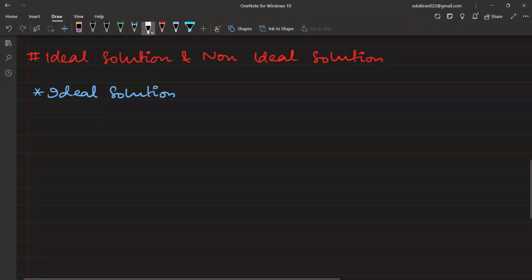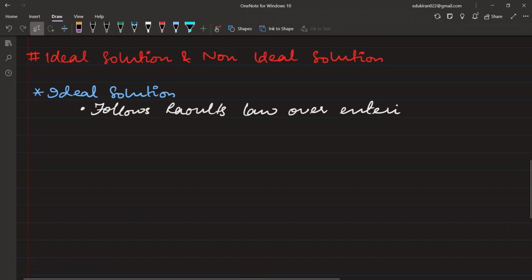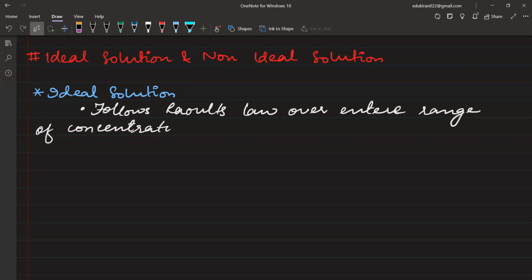Please write. This would follow Raoult's law over entire range of concentration. What is the meaning of this statement? What is the meaning of this statement? Please.